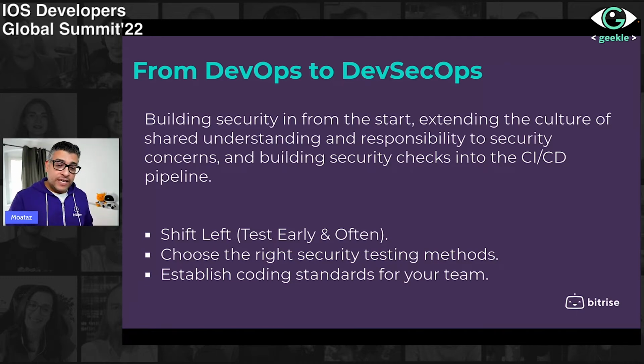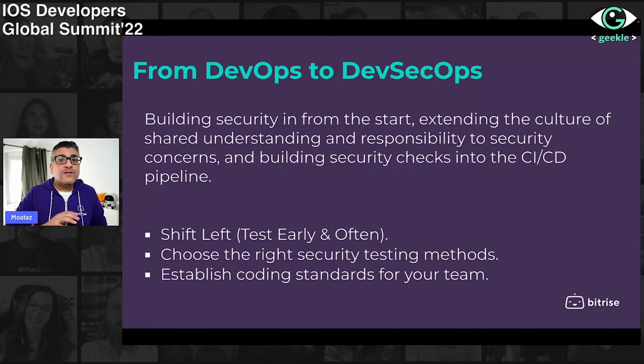So building security in from the start, extending this culture of sharing understanding. And here I believe, personally, that testing in general is a shared responsibility of the mobile team. The developers should write test automation, whether it's unit tests, integration tests, UI tests or end-to-end testing, and the test engineers will write as well. It's not only the responsibility of the quality engineers or testing engineers, no, it's a shared responsibility. And here also security as well.